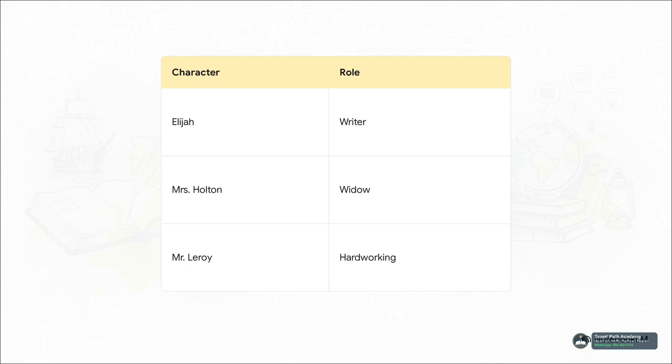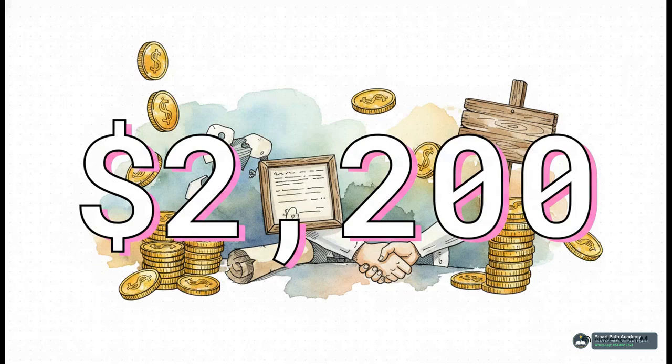We've also got Mr. Leroy. Man, he is so hardworking, desperately saving literally every penny he has to buy his family's freedom. And finally, Elijah's mentors: Pa, who helps him soften the painful words on Mrs. Holton's sign, and Mr. Travis, who really recognizes and pushes Elijah's talent. Now, the whole plot hinges on one massive number, $2,200.